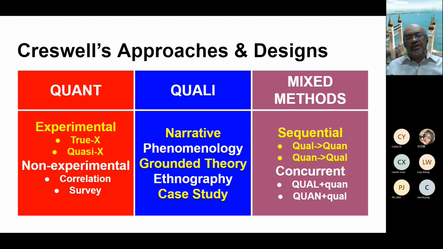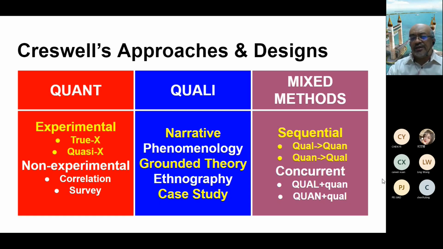Let's have a look at the combination, the marriage between the quantitative and the qualitative. We call it mixed method, and to be short, it is MM. Just to give a preview, there are two ways to do the mixed method. The first one is the sequential, and the second one is the concurrent. What does sequential mean? Sequential means you do one after another. For example, you do the qualitative part first, and after that the quantitative part, or the other way around.